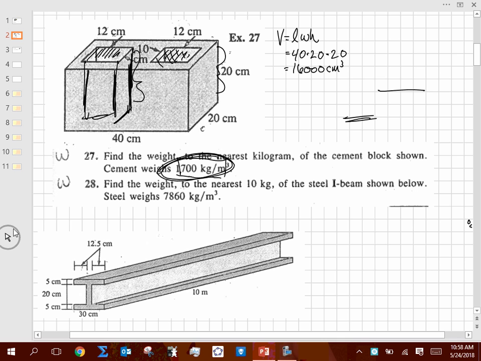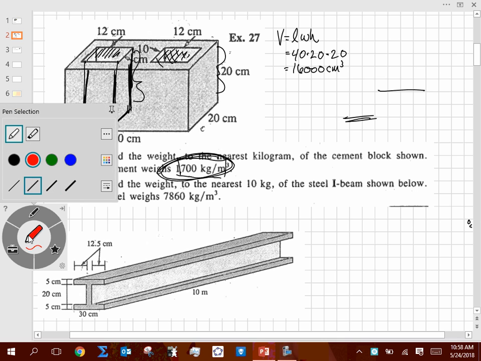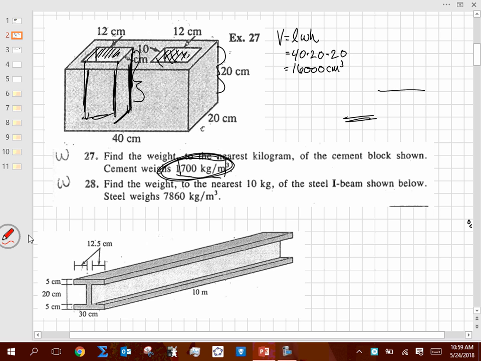Alright, so doing this bottom problem, it's very similar. We want to find the volume of this thing. So this is a composite shape, and the way I'm going to do it is I'm going to break it up into a prism up top here. That's a prism, and I can double it to give me this one here. And then I've got this prism in the middle that I can find the dimensions for. And I should be able to find those three.